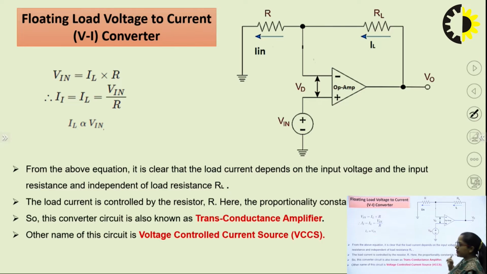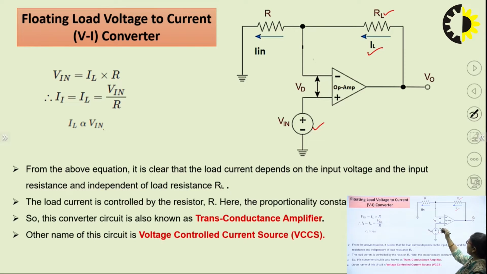Here we have the same circuit diagram where the input voltage is applied on the non-inverting terminal. At the inverting terminal, with the help of the negative feedback path, we have connected a load resistance through which our load current is flowing, which we want to show is proportional to the input voltage. Here we have one input resistance connected to the ground at pin number 2, the inverting terminal of the op-amp.